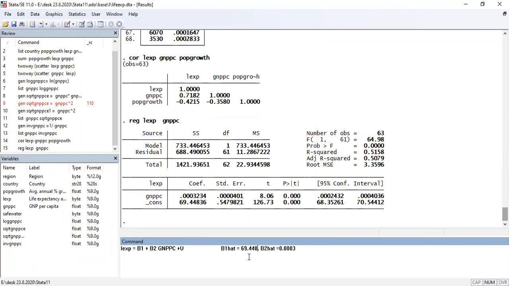If GNPPC is 0, life expectancy is 69.448.